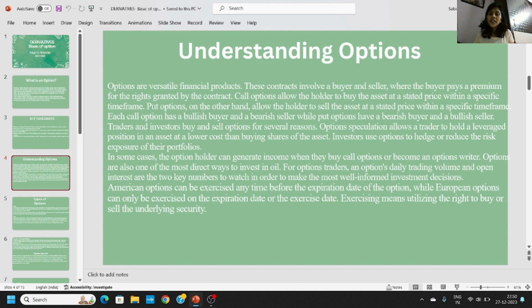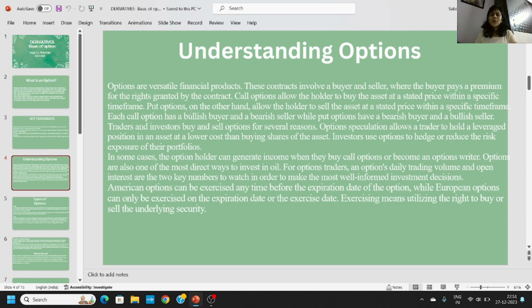A put option, on the other hand, allows the holder to sell the asset at a stated price within a specific time frame. Each call option has a bullish buyer and a bearish seller, while put options have a bearish buyer and a bullish seller. Traders and investors buy and sell options for several reasons. Option speculation allows a trader to hold a leveraged position in an asset at a lower cost than buying shares of the asset. Investors use options to hedge or reduce the risk exposure of their portfolios.